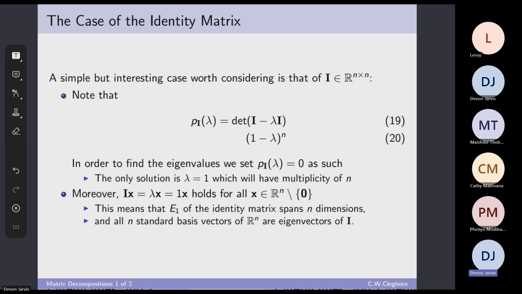A simple but interesting case worth considering is the n by n identity matrix. So if you put that in here, then as we point out, the determinant of the identity will just be one. But now you have one minus lambda along every diagonal. So all it is is one minus lambda raised to the power of n. So in order to find the eigenvalues, we then set the characteristic polynomial to zero.